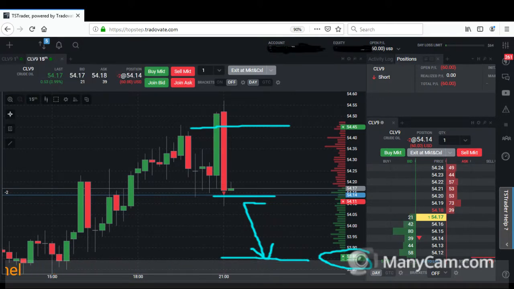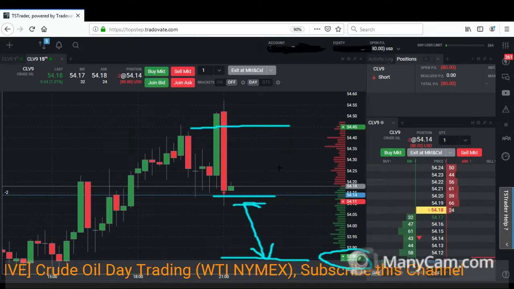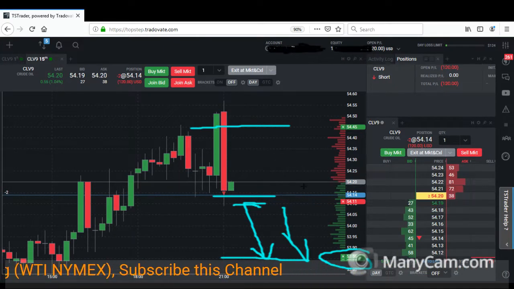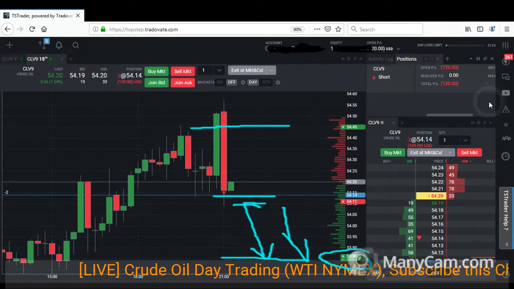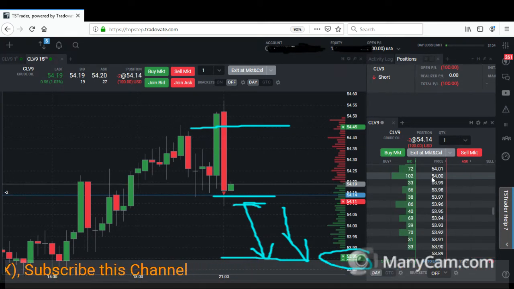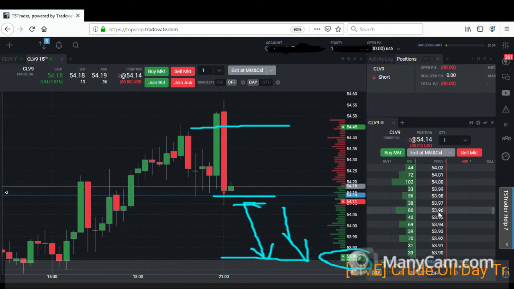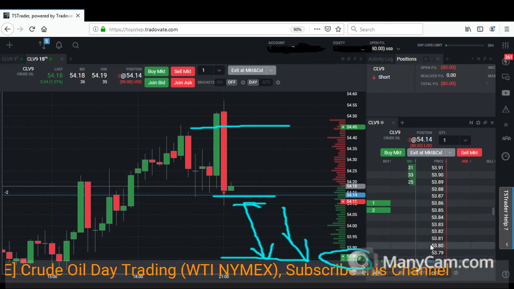Okay, let's wait. Hopefully the price will trigger for the second entry point, which is at 54.11, and then we'll go for the faster rate. Let's wait. We must have some patience. So let's take a look at the volume. It is typical high volume at 54.00, and not much at 53.96. Maybe further down there's more large volume waiting.